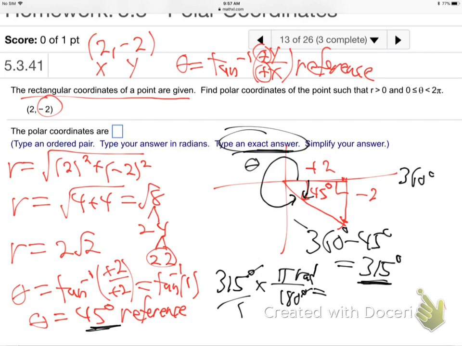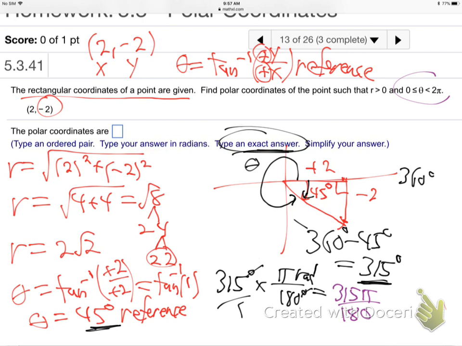So what do I got then? I have 315 pi over 180. Everybody see that? You have to turn it into radians. Yeah, right here they're wanting radians. And that's the final answer. They want radians. Well, I got to simplify that.